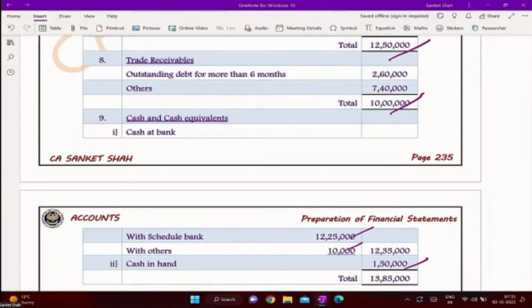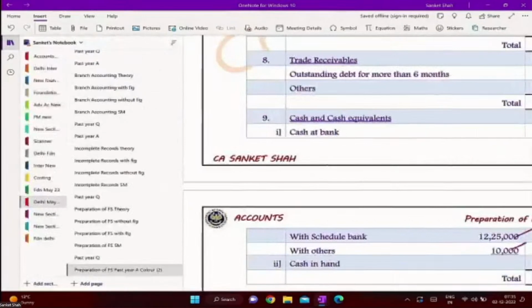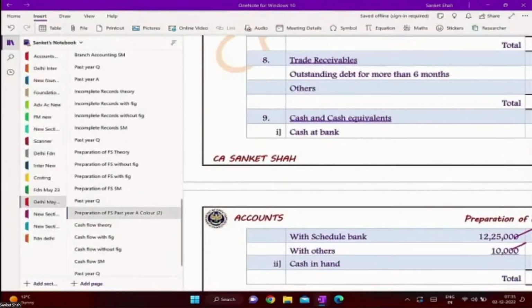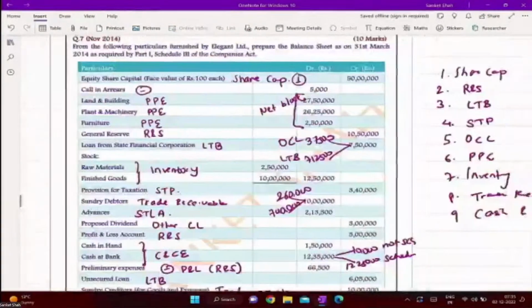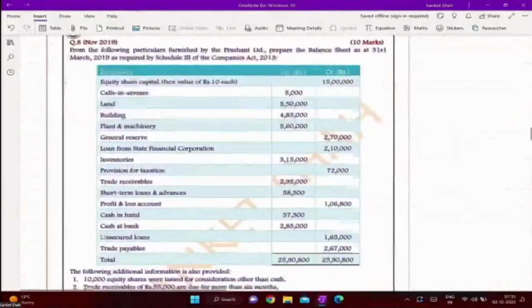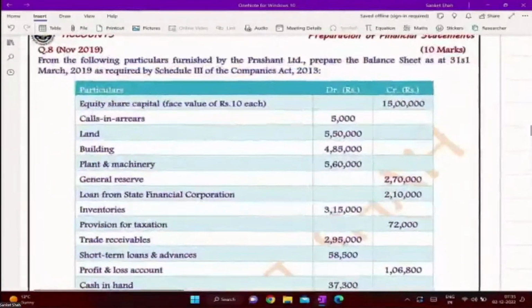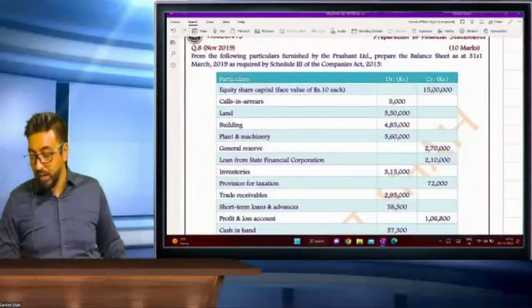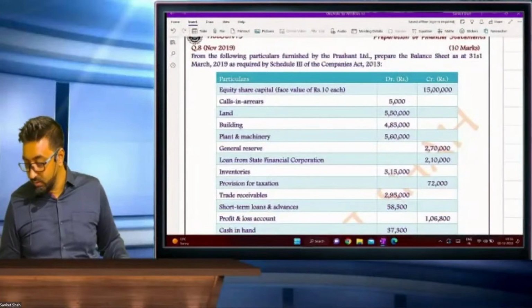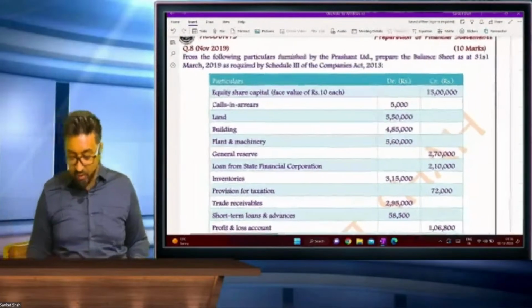Yes. So now we are moving to the next question. That is the question for November 2019. Same question है. Should I explain this question? चलो मैं एक बार बता देता हूं where to write.